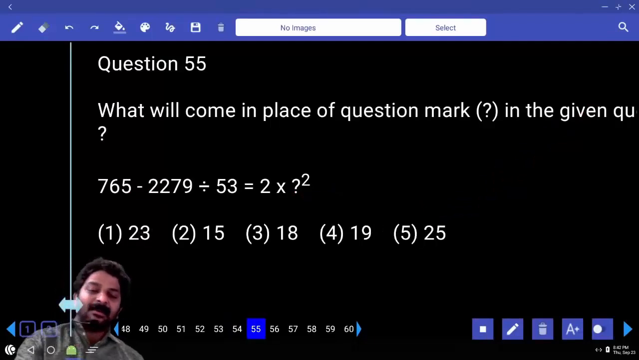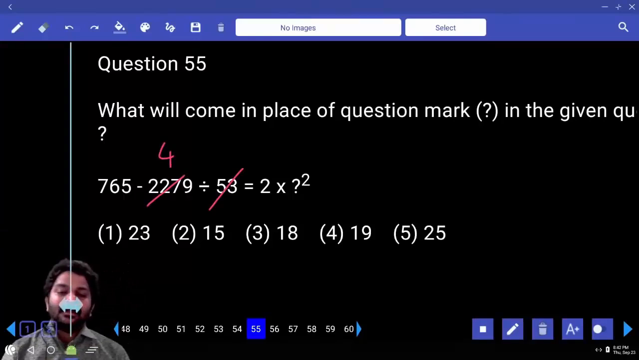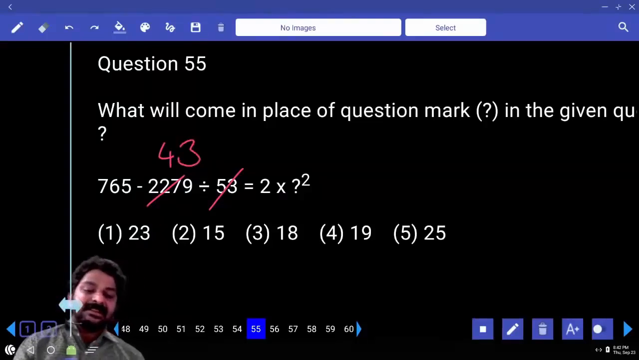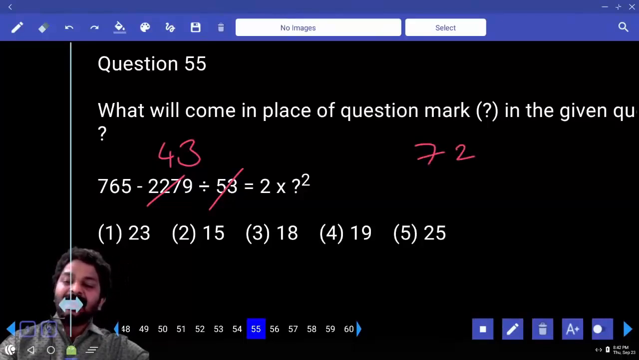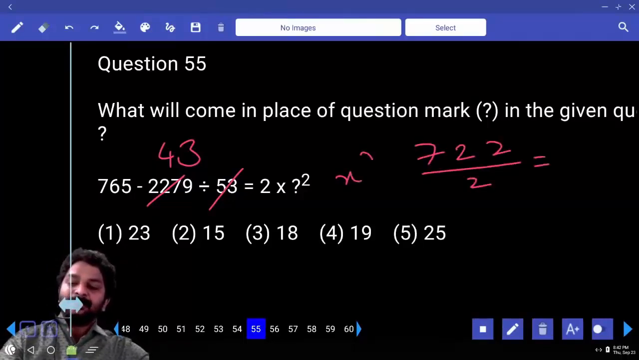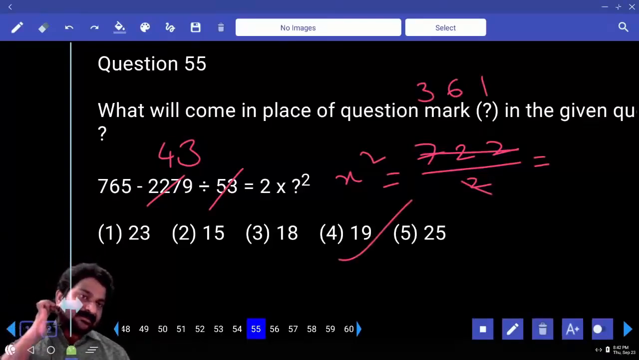Right, next. Come on. 53, 4 times: 212. How much is left? 159. 3 times. 765 minus 43: 722. Divided by 2 is equal to x square only. Right. 2, how many times? 361. 361 is which number's square? 19 square.